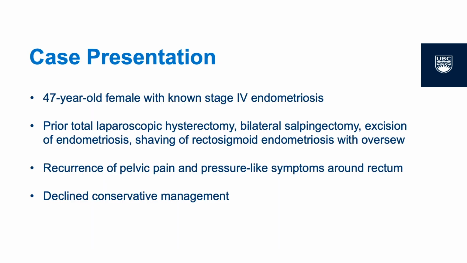We present a 47-year-old female with a known history of stage 4 endometriosis with recurrent chronic pelvic pain and pressure-like symptoms around the rectum. She had a previous shaving of deep rectal endometriosis at the time of total laparoscopic hysterectomy, bilateral salpingectomy, and excision. A follow-up specialized preoperative ultrasound revealed an ongoing or recurrent nodule that was located at the anterior rectosigmoid junction, measuring roughly 2.5 centimeters in maximal diameter.